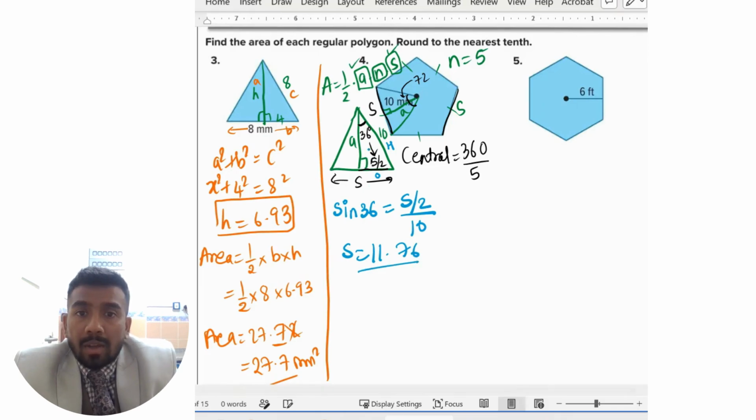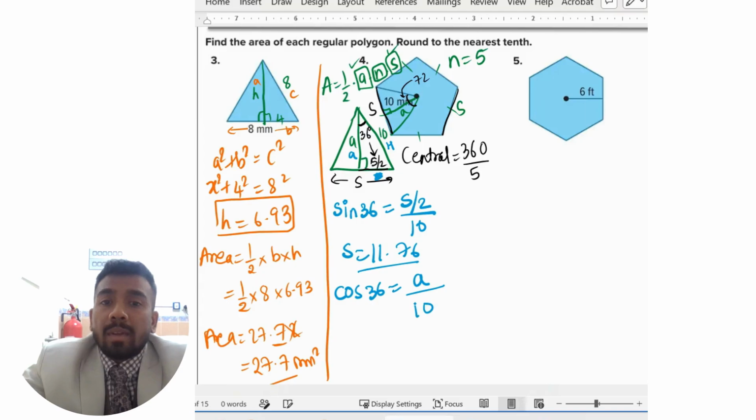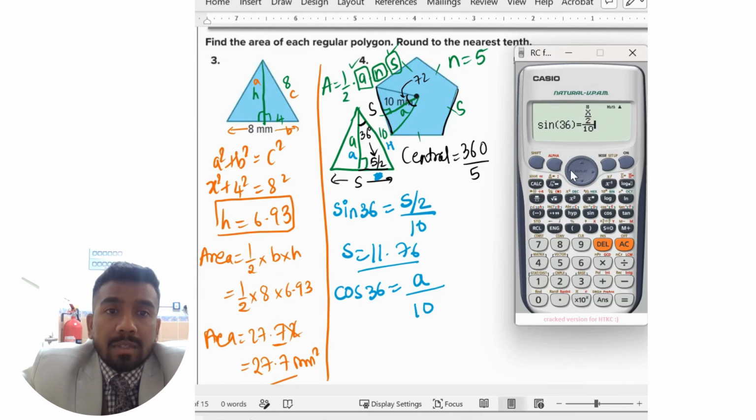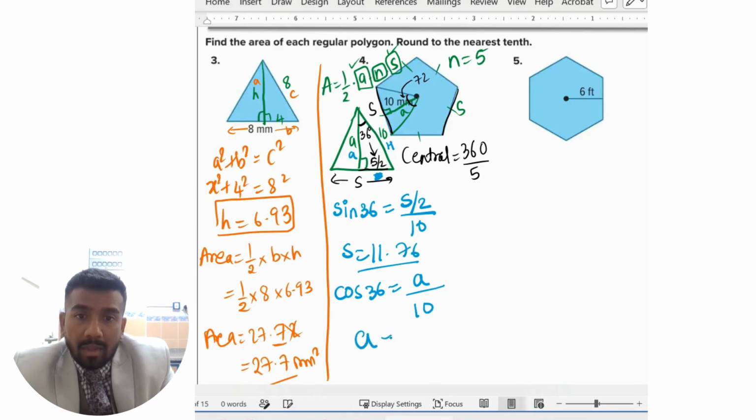11.76. Now another one, if I want to find A, we'll take this as adjacent and hypotenuse. That's cos 36, adjacent, that's A over 10. Do it in the same way. Let's just change this to cos. So that will be your x, alpha x, and delete and put cos. Shift solve equal. So what is it? 8.1. So A will be 8.1.